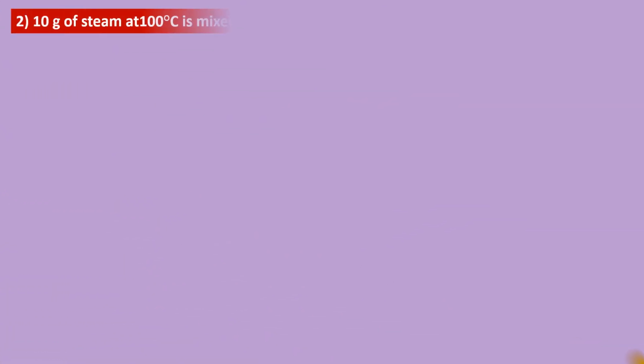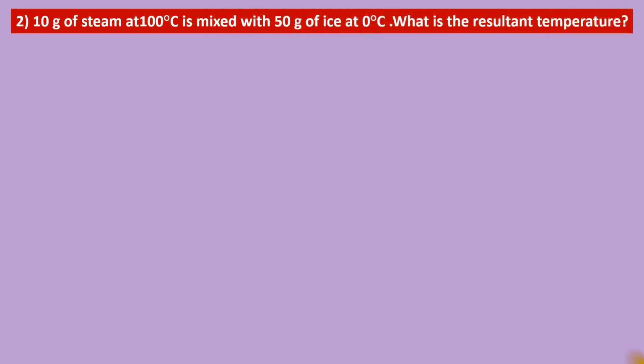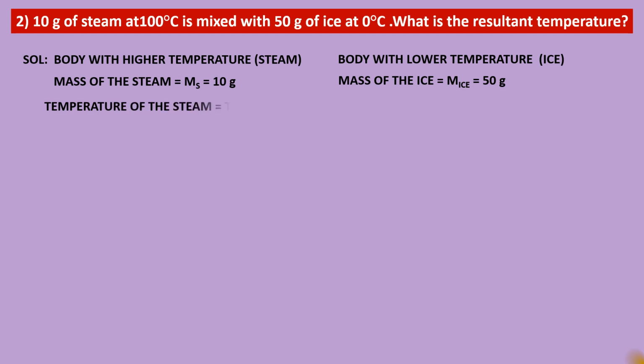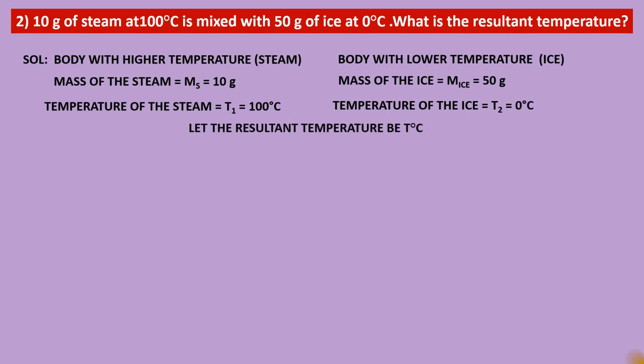10 grams of steam at 100 degrees Celsius is mixed with 50 grams of ice at 0 degrees Celsius. What is the resultant temperature? We know that the body with higher temperature is steam, and the body with lower temperature is ice. Mass of the steam is 10 grams, mass of the ice is 50 grams. Temperature of the steam T1 is 100 degrees Celsius, temperature of the ice T2 is 0 degrees Celsius. Let the resultant temperature be T degrees Celsius.